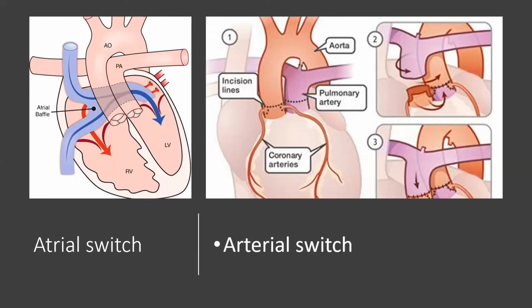Now, how do you manage a transposition? We can do either what is called an atrial switch or an arterial switch. So either you can interpose the atria and get the good blood into the left side and the bad blood into the right side again. That you can do. You can just switch the atria or you can switch the arteries. So that is the surgical correction for a transposition of great vessels. Okay. So it's like an impossibility.